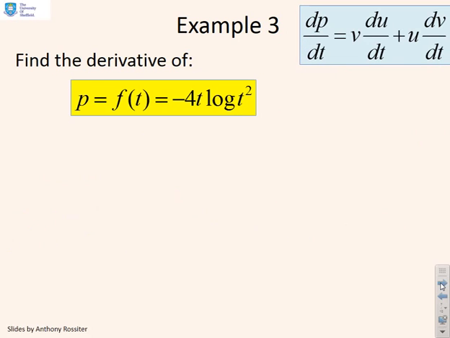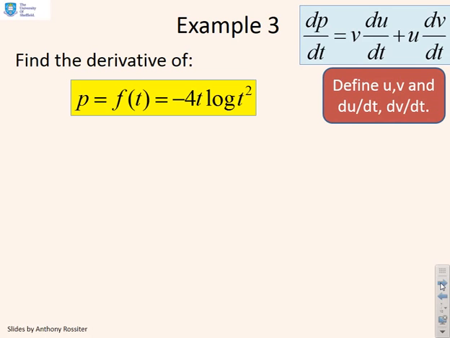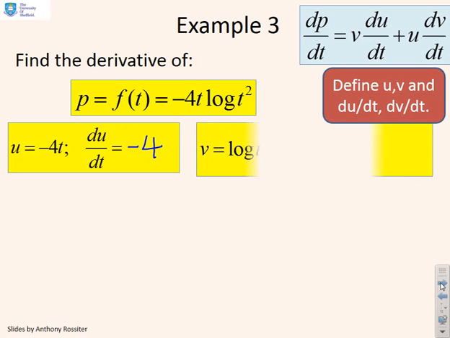Example 3. Find the derivative of f of t equals minus 4t log t squared. So again, first job is to define u and v, du dt, dv dt. So here I've defined u as minus 4t, and therefore du dt is going to be minus 4. I've defined v as log t squared.